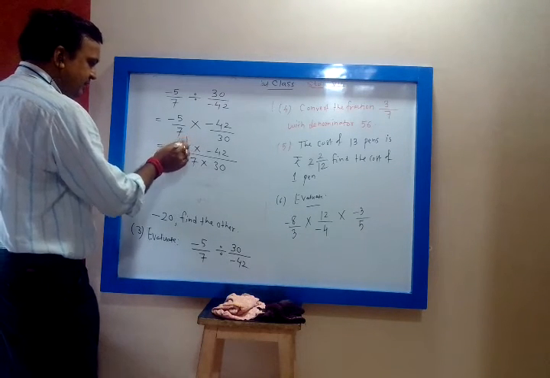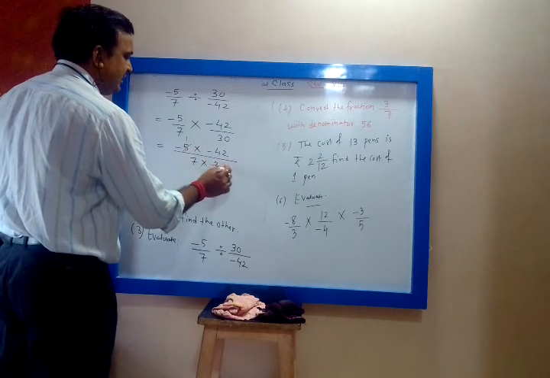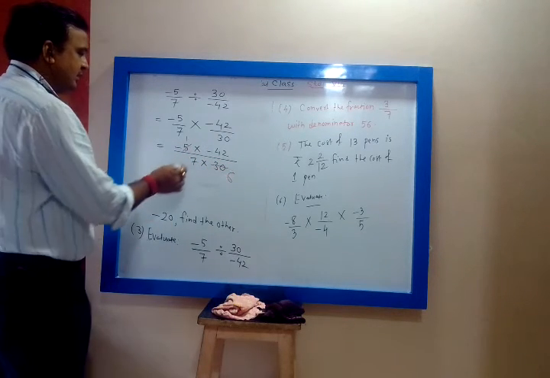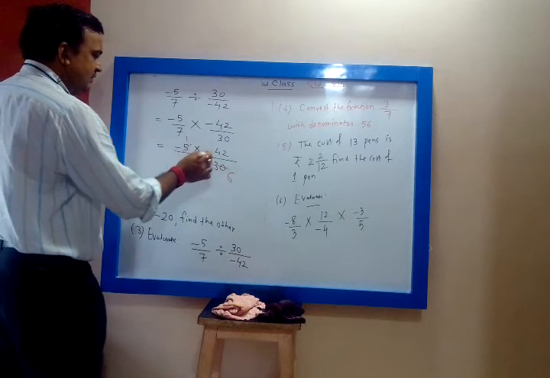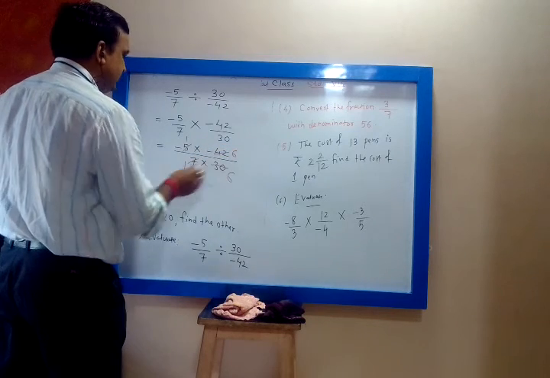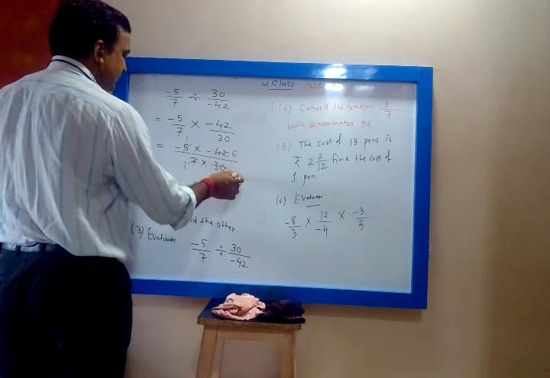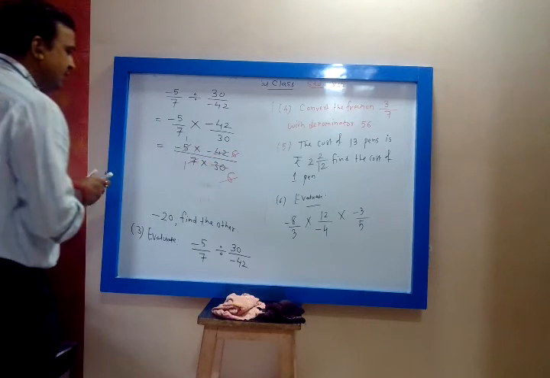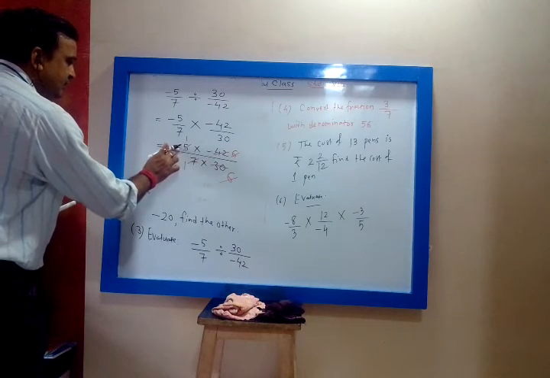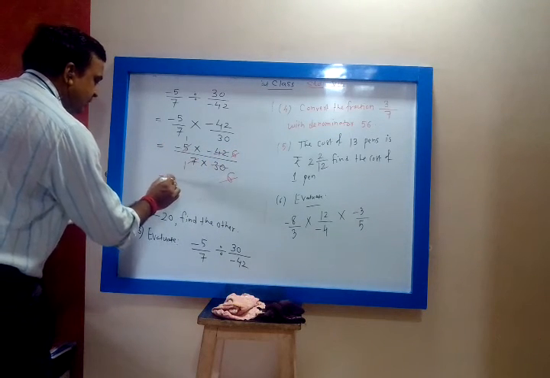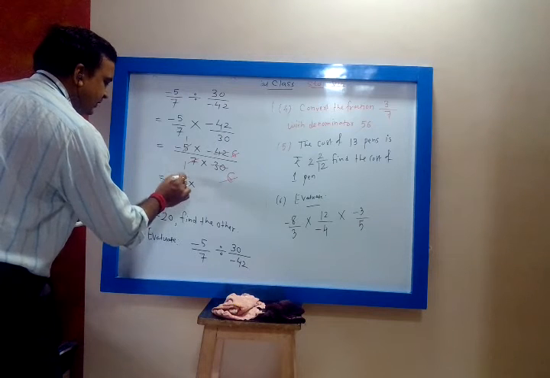5 ones are 5, 5 sixes are 30. Then 7 ones are 7, 7 sixes are 42. So what is the answer? Then we can cancel 6 and 6 also. Then what is left? The left is minus 1 into minus 1.